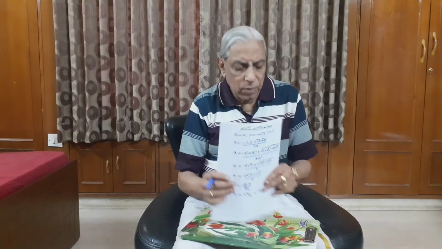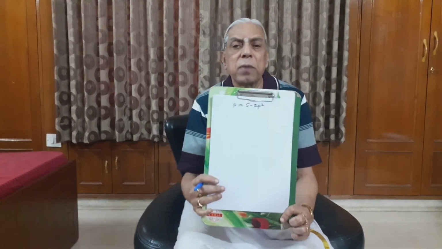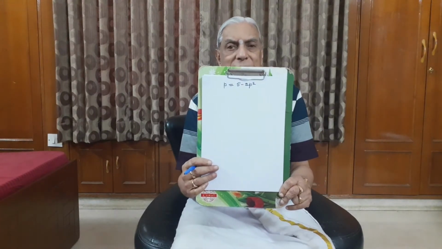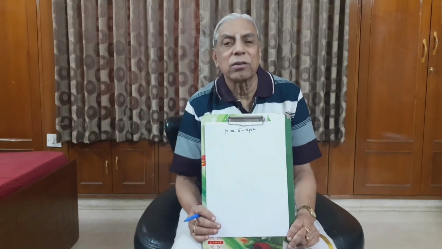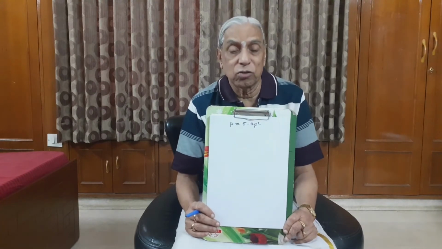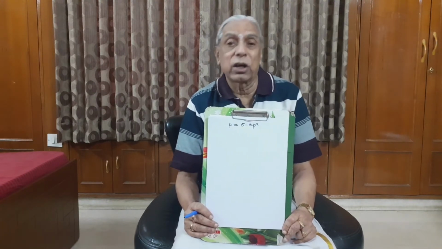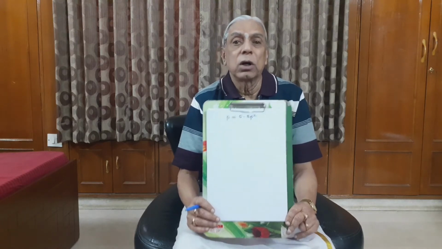So what is the next problem? The next problem reads like this. Now, if you see the problem here, P equals 5 minus 2P squared. Sir, this is not in the standard form. Quite right. You have to bring it to the standard form, ax squared plus bx plus c equals 0. Then only you can apply the formula.